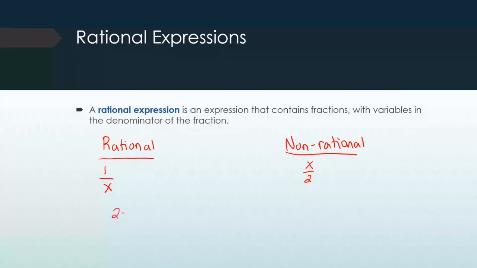So you could have something like 2x plus 5 over x squared, and that is also considered a rational expression. As long as the denominator has a variable, then it is rational.